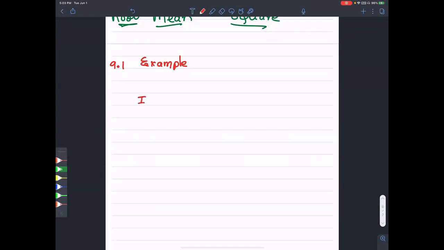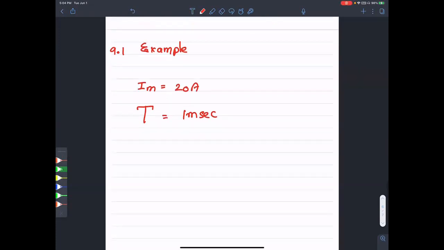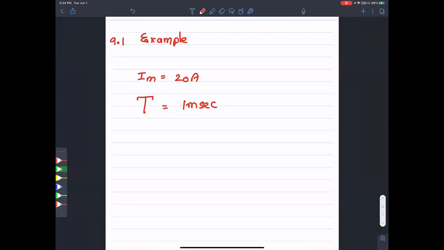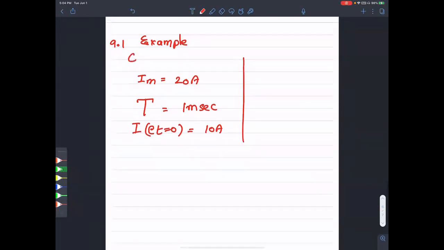9.1. The peak value is given to be 20 amperes, and the time period between successive peaks is given to be 1 millisecond. I read the textbook, and then I'm distilling the information that the textbook gave. The textbook says that at t equals 0, the value of I is 10 amperes. These are given.